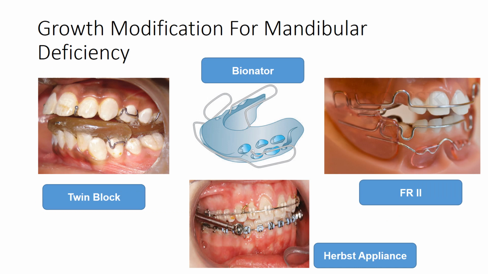So these are pictures of some of these appliances. What you see here is a twin block, and this is a bionator. This is a function regulator and a fixed Herbst appliance. Now the twin block is widely used because it is the only myofunctional appliance which comes as two pieces and not one single large block, and thus compliance is much better compared with the other types of myofunctional appliances.